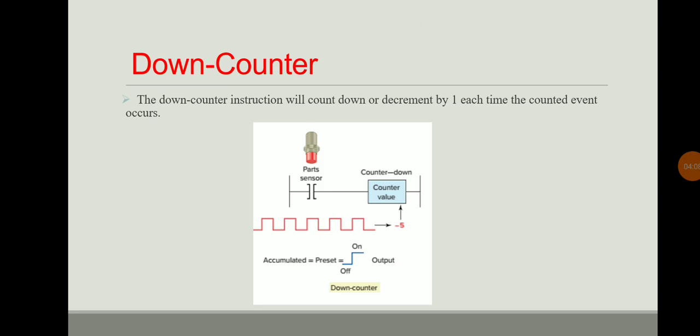Next one is the down counter. The down counter instruction will count down, or decrement, by one each time the count event occurs. The basic difference between up counter and down counter is that the up counter increments the value and the down counter decrements the value by 1.